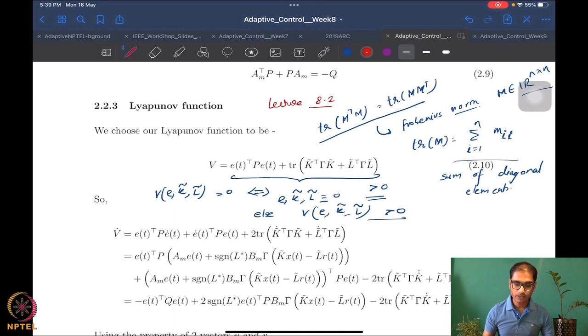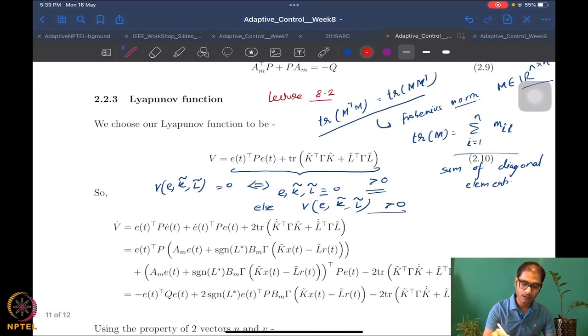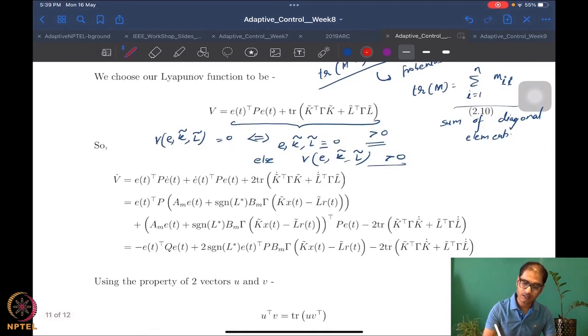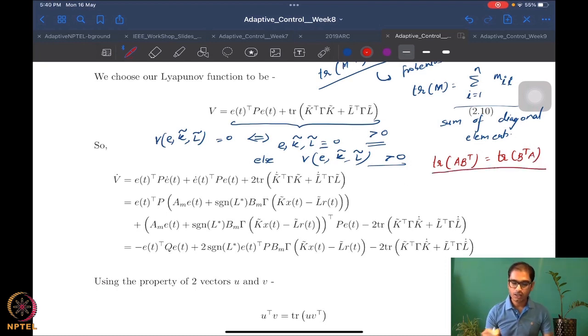So one of the very key properties of the trace, like I said here, but I can write it in a different color, is that trace of A B transpose is equal to trace of B transpose A. Basically, it is agnostic to the sequence in which I do things. So I can do A B transpose, or I can do B transpose A, and vice versa. The trace is not going to change. So this is one of the very key properties that we will exploit soon.